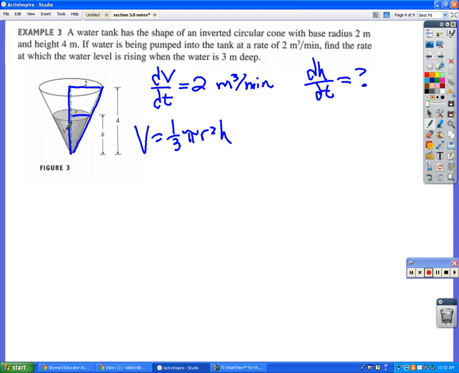Before we go on, I appreciate you guys all trying to charge forward, but do you understand where she got that from this relationship right here? So R is equal to 1/2 of H, which means that H is equal to 2R, which means that we can rewrite this as 2/3 pi R cubed.